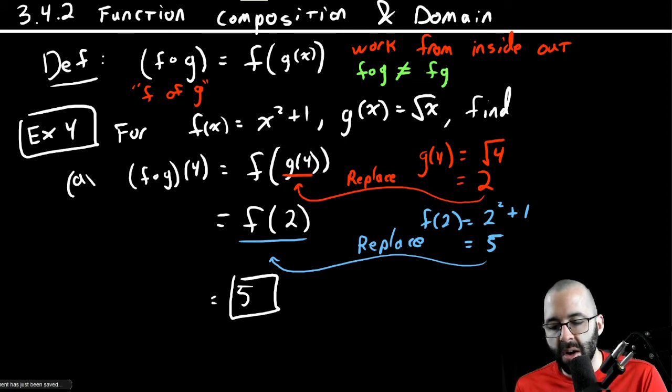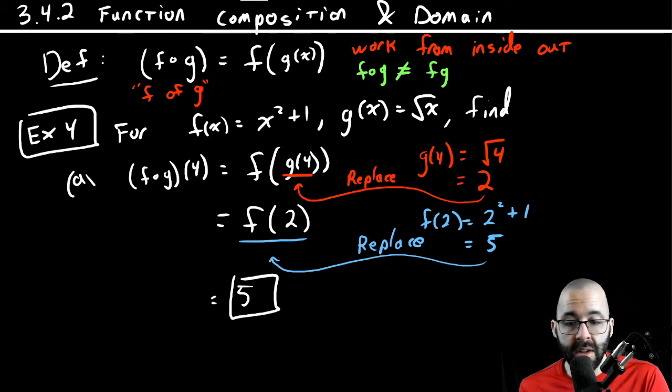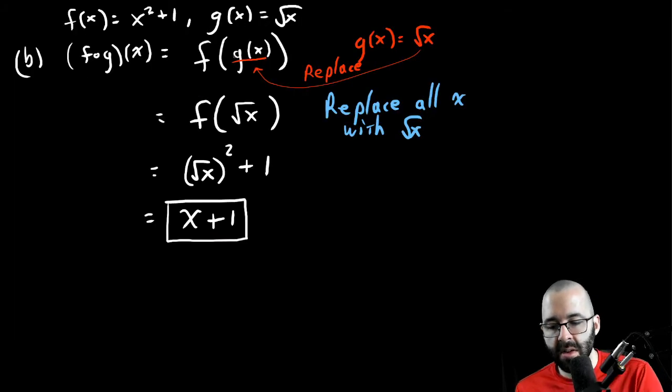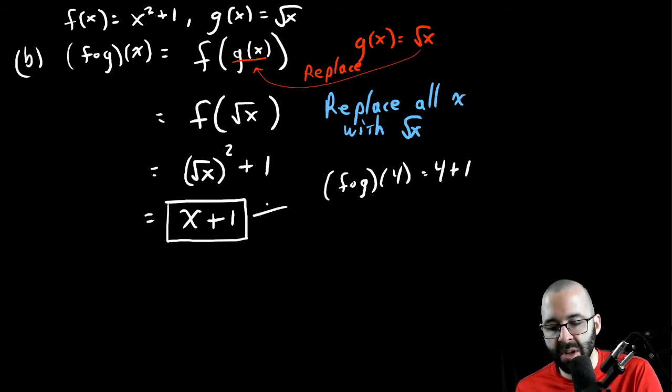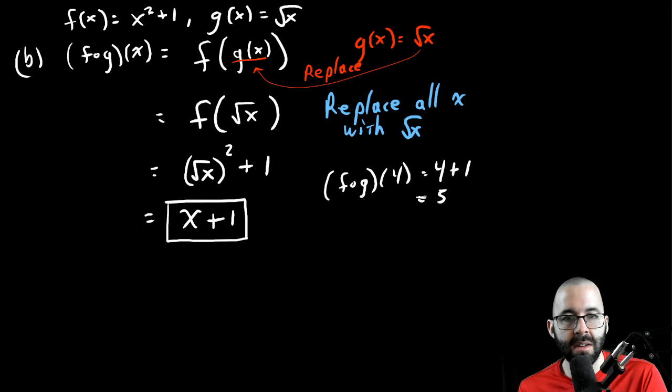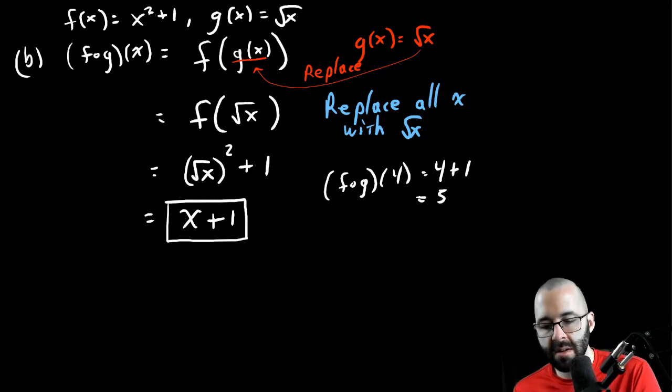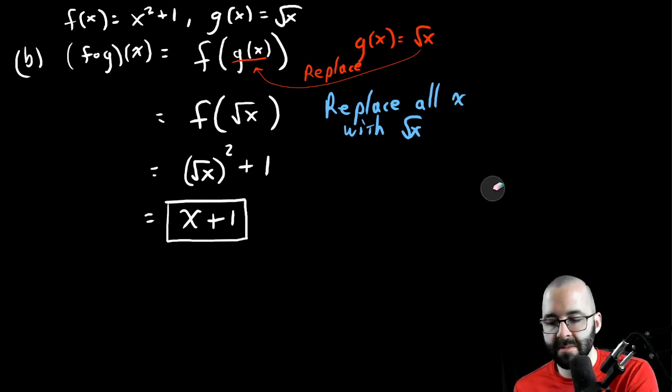So in the first part, we said that f of g at 4 is equal to 5. We can see that here as well, right? F of g of 4, well, this is f of g for any x. So specifically at 4, it's 4 plus 1, just plug it in right here, which is equal to 5. So this is consistent with our answer from A. As a little side note there.